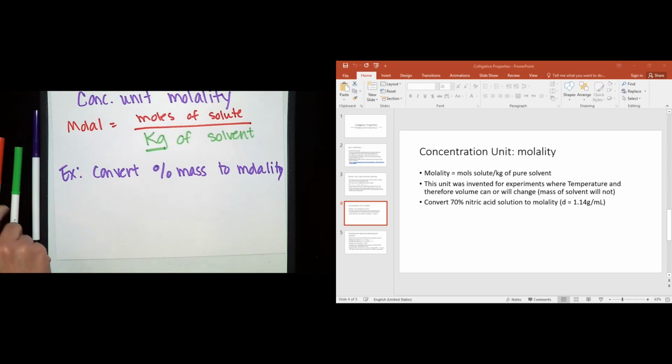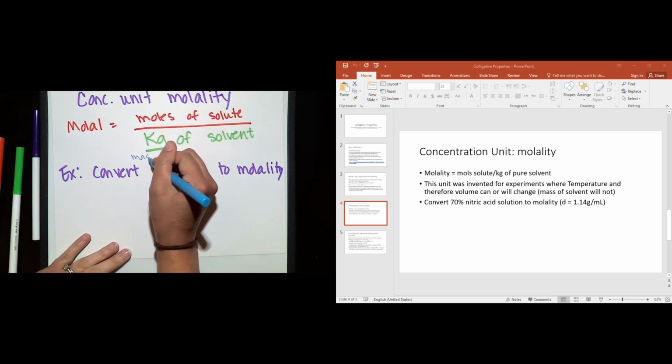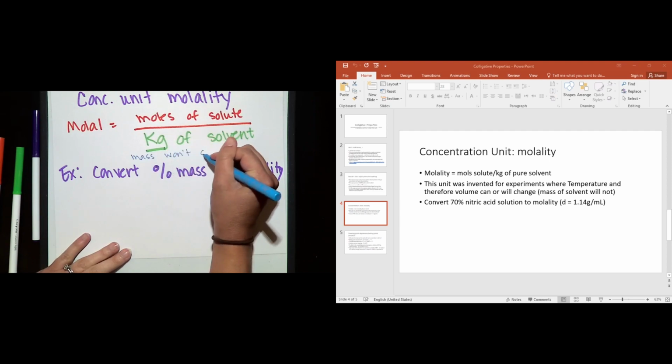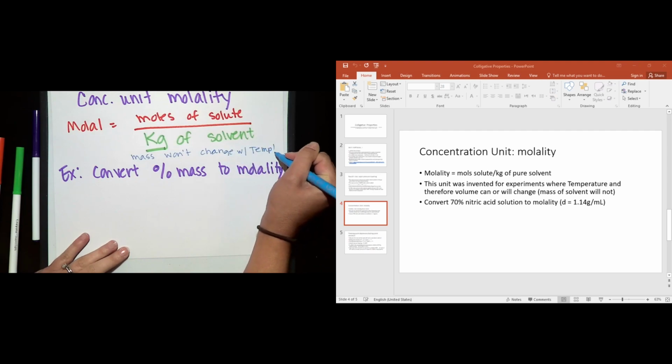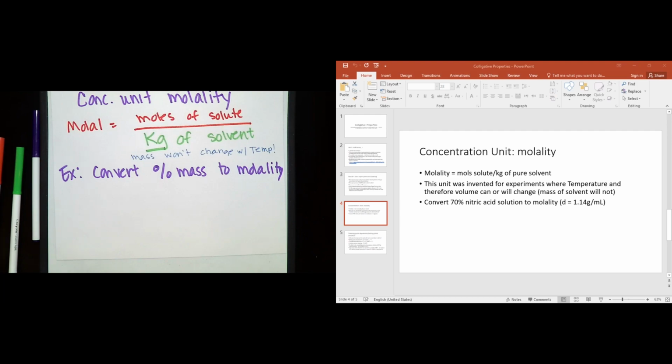The reason we use this is because mass won't change with temperature. But volume will. You know this. If you filled up a water bottle all the way, didn't leave any headspace, and you put it in the freezer, what happened? It cracked because water expands when it becomes ice. Not all liquids expand when they freeze. Some actually shrink, but not water. It has a very beautiful crystal structure. It's all hexagons. It's almost like an ice beehive or a honeycomb. It's really cool. You should look up some of those images.